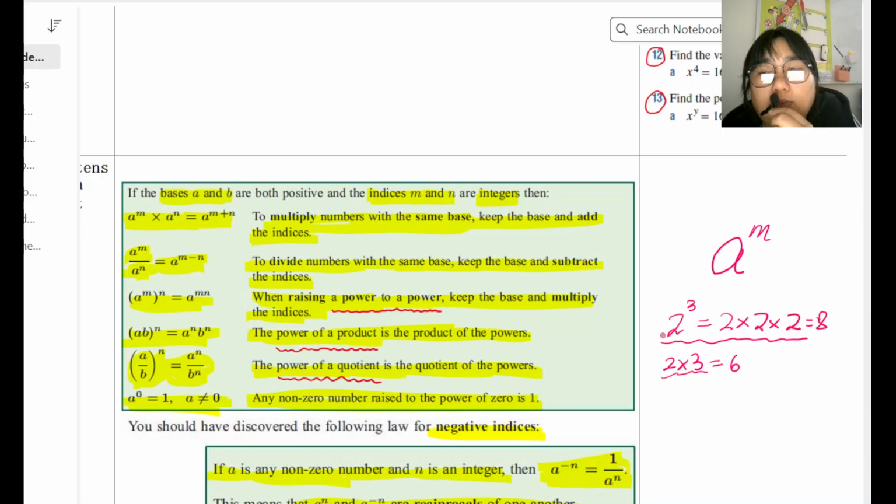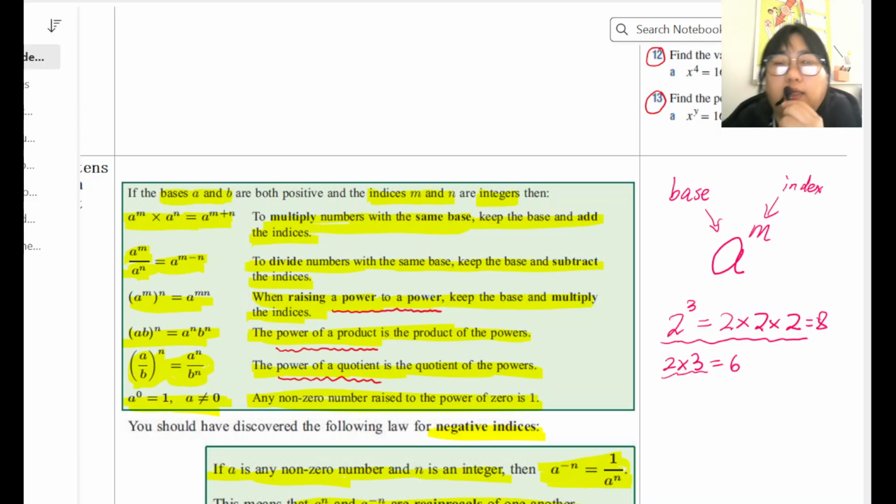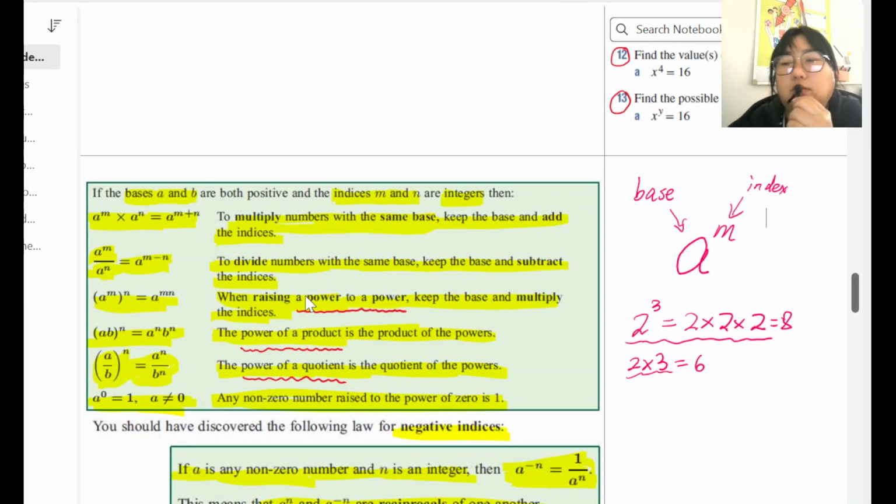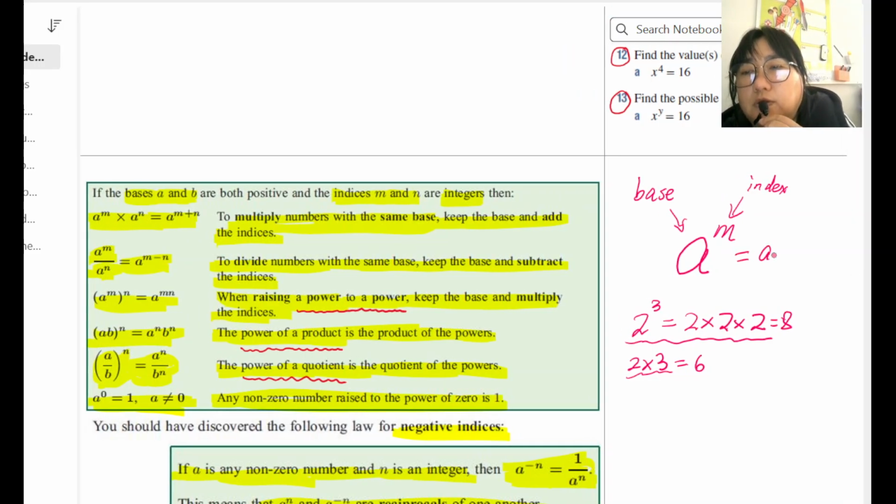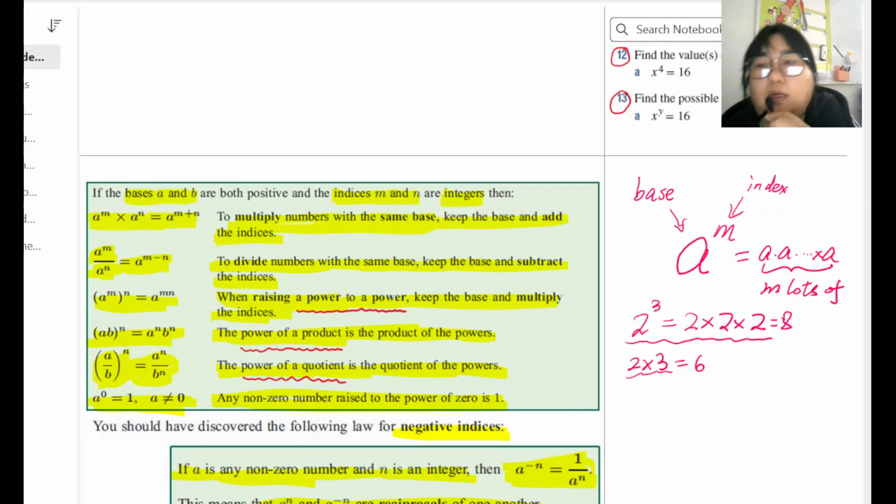And here, these two, we call them base. So this a, same thing, we call it the base. And this m, we call the exponent or index, and if there is more than 1, indices. So 2 to the power of 3 means 3 lots of 2 times each other. So a to the power of m also means m lots of a times each other.